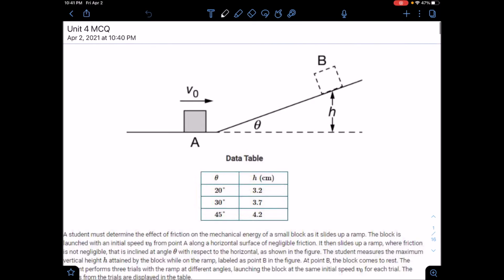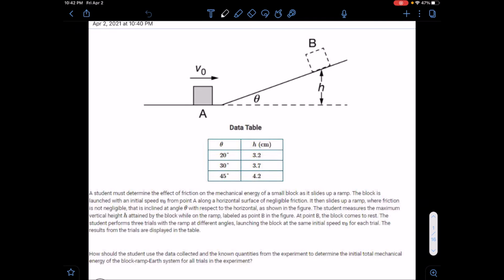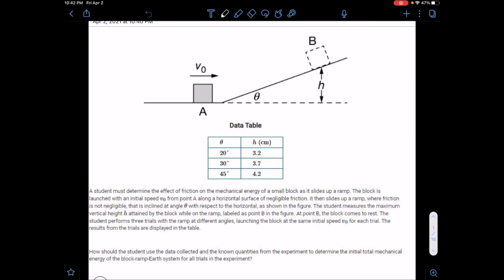Hello everyone, it's Tate here, and today we will be going over the Unit 4 MCQ. So let's get started.